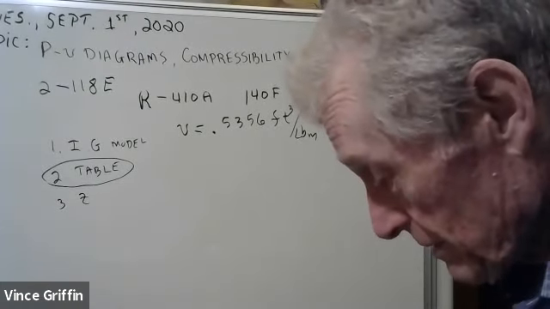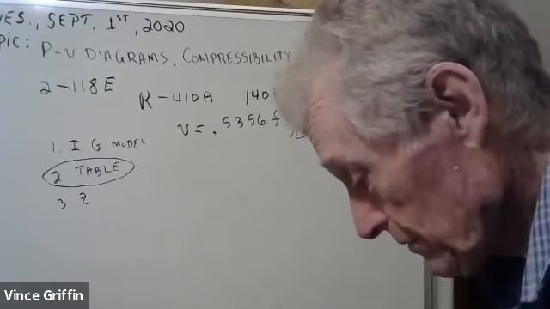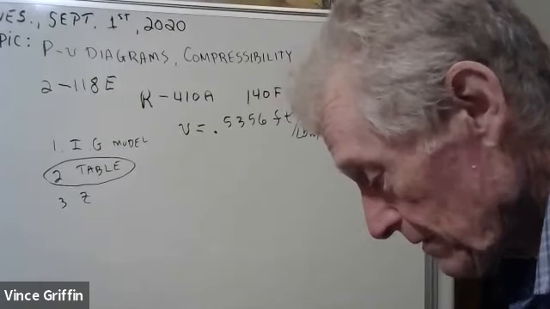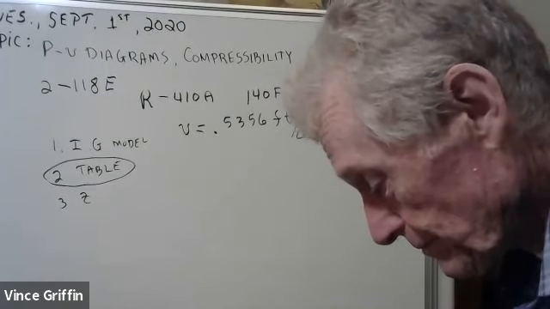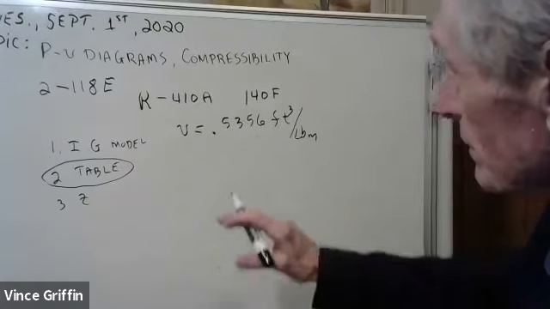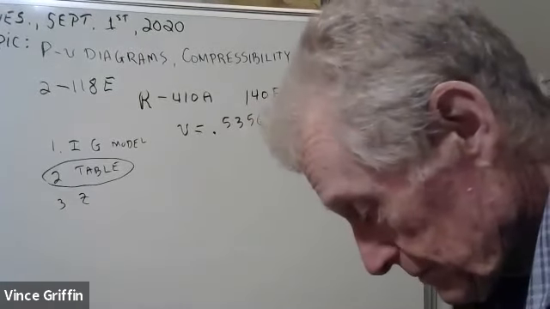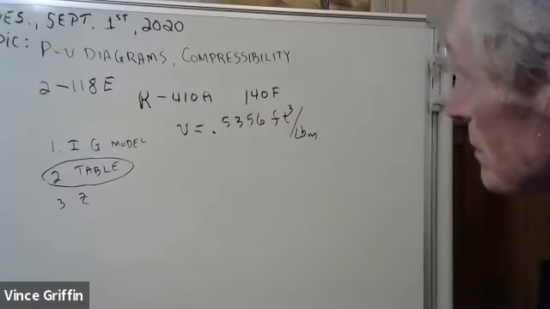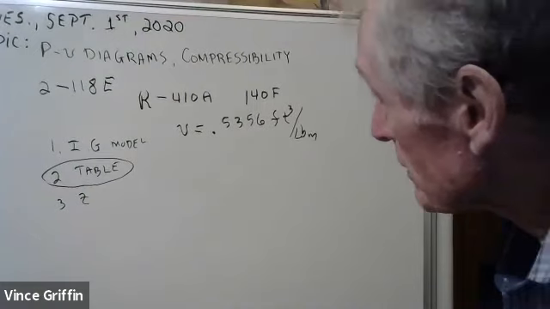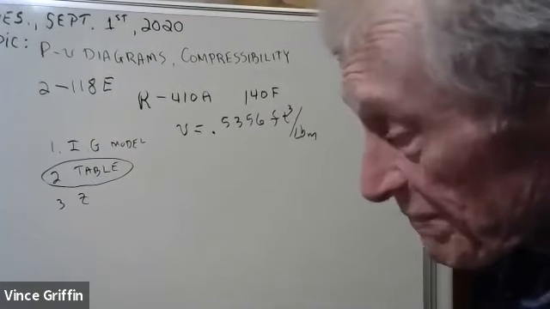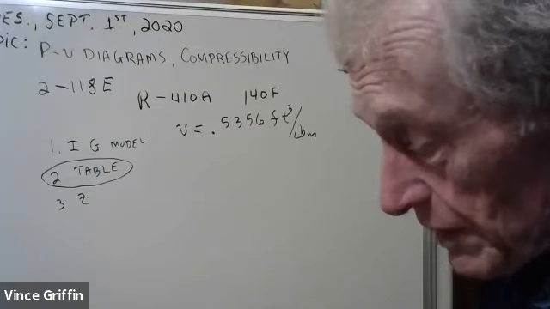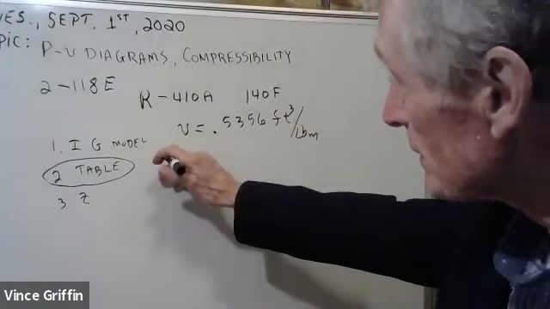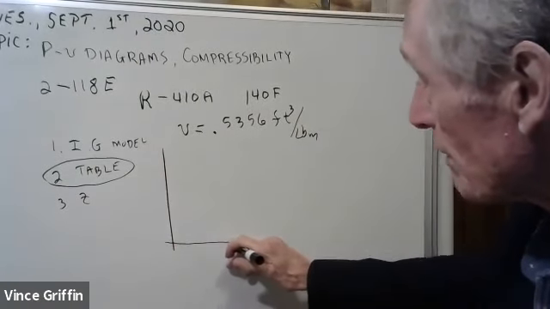R410A. Having a little trouble here. Trying to find it. There it is. Okay, I finally found it. And what we want is 140 Fahrenheit. Oh gee, they didn't give us the pressure, did they? Well, here, let me draw the PV diagram to see where I'm at.